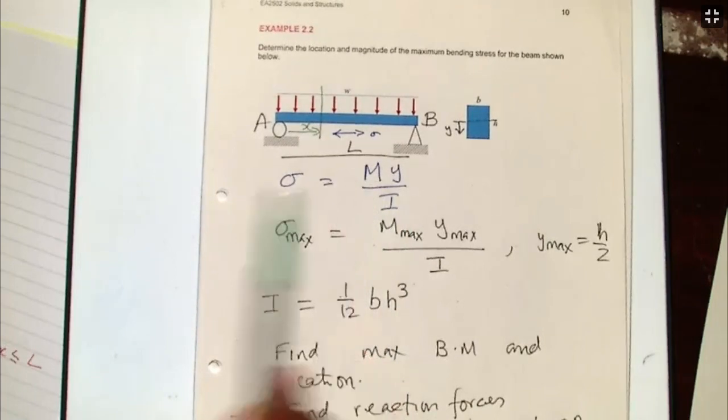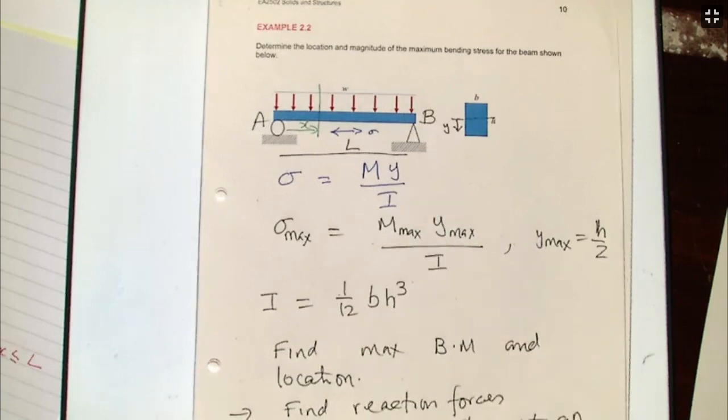And the neutral axis is where the centroid is. Yes, if your cross section is symmetric, your centroid and the neutral axis are the same. If the cross section is not symmetric, then the centroid is not the same as your neutral axis. But this y is the distance from the neutral axis.